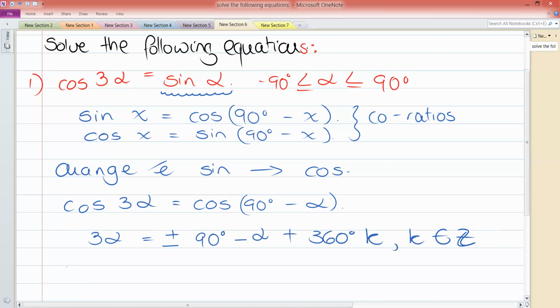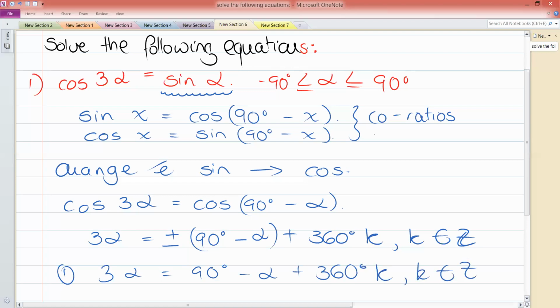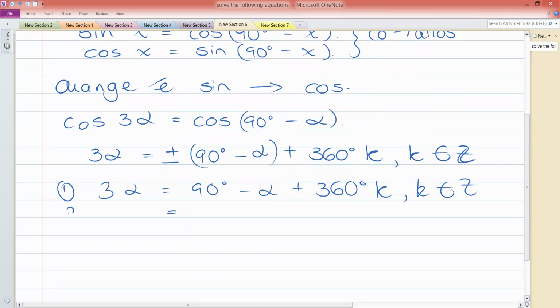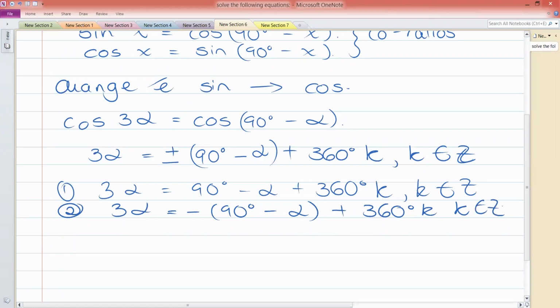The first general solution is 3 alpha equals 90 degrees minus alpha plus 360 degrees k, k being an integer. The second one is 3 alpha equals negative 90 degrees minus alpha plus 360 degrees k. Do we need to write it as 1 and 2, or can we just write plus minus? You can write plus minus.